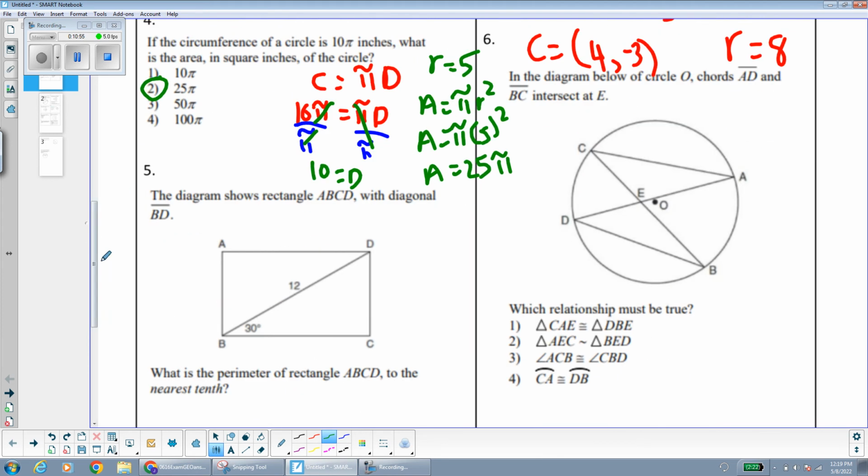For number 5, it says the diagram shows rectangle ABCD with diagonal BD, and we need to find the perimeter of rectangle ABCD.